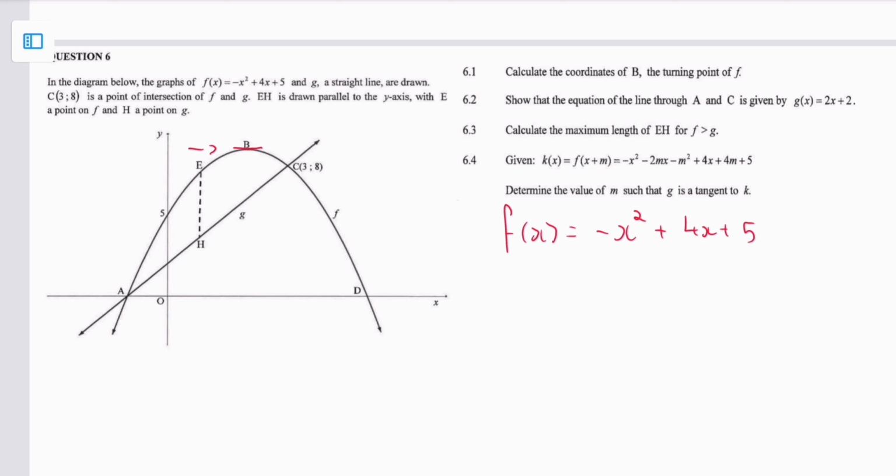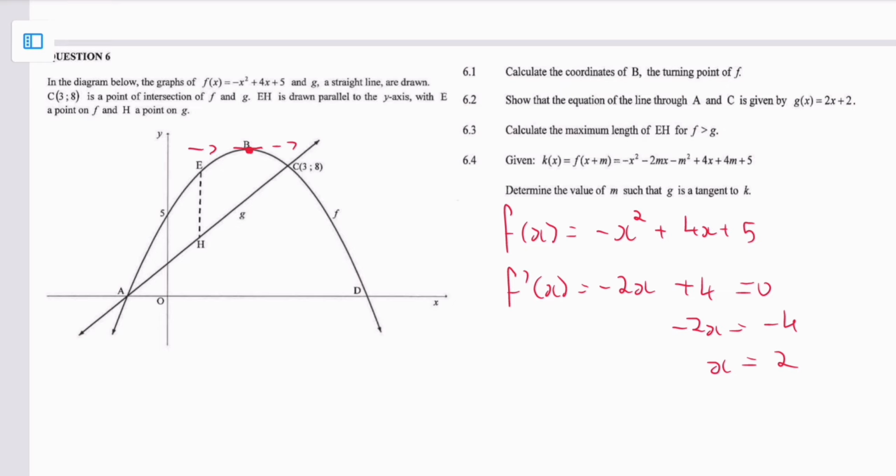Because if you draw a tangent over here, the derivative is equal to 0, because the tangent is horizontal. It is neither increasing nor decreasing at point B. So great stuff. Let's do the derivative of f of x: -2x plus 4. So -2x equals -4, and x is equal to 2.